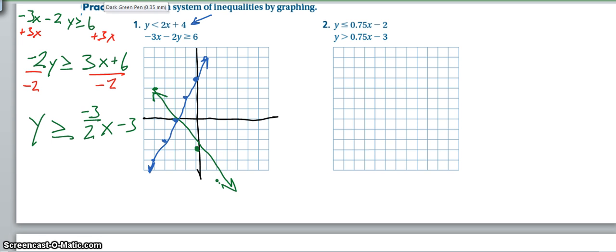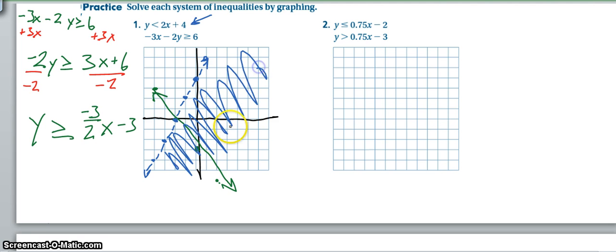Alright, so I've got both lines graphed here. My green line is greater than or equal to, so that is a solid line and I would shade above it, but I just realized a mistake I made. Y is less than here, the 2x plus 4. I made a solid line. That line should be dashed, so make sure that you have that line dashed. So because y is less than for the blue, we can shade below the blue line. And then because y is greater than, we would shade above the green line.